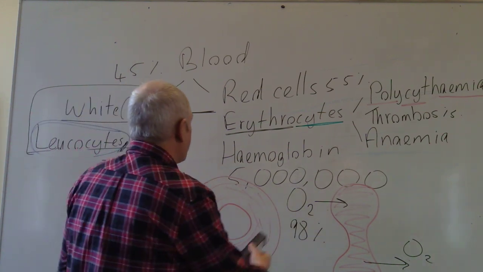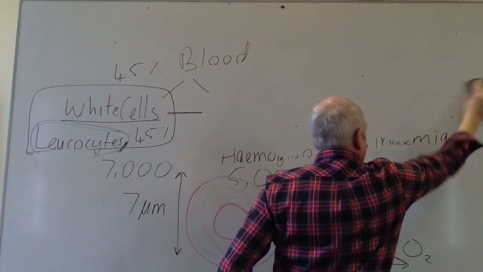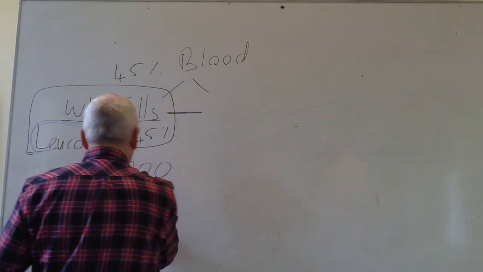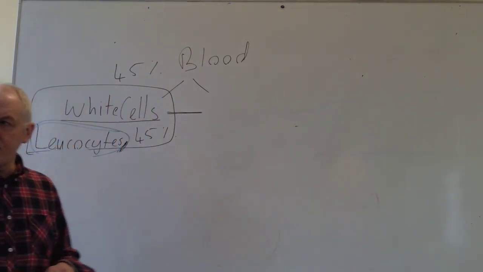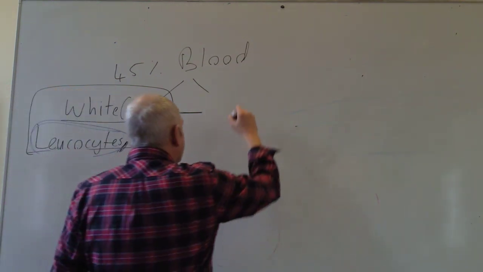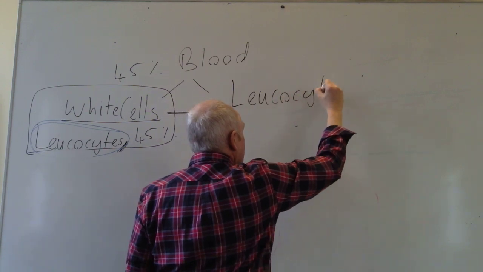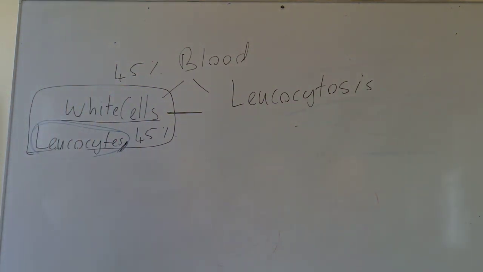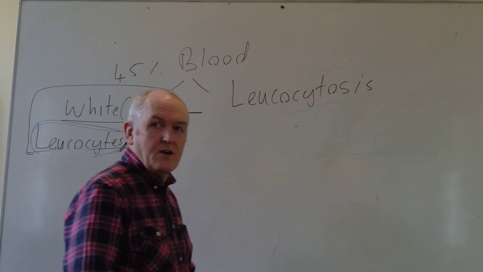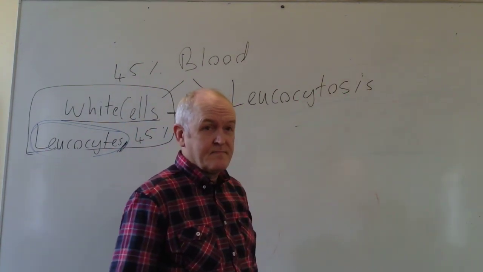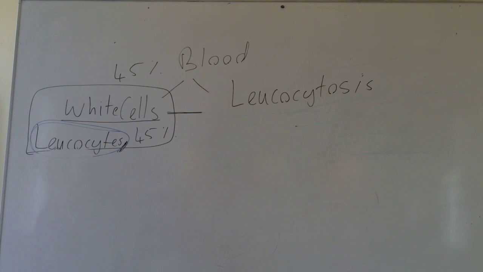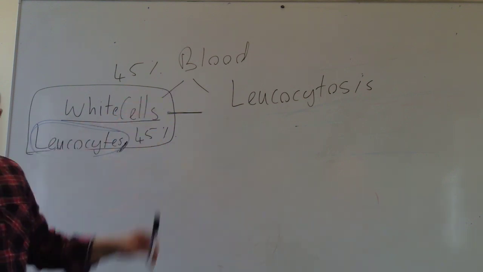Now, let's just think about a few things that can change the numbers of the white cells. If there's an increase in the number of the white cells, we call that leukocytosis. That would be an increase in the number of white blood cells. So leukocytosis could clearly be an indicator of infection, couldn't it? So if we look at the white cells, and there's an increased number of the white cells all over, that could indicate infection. Might not tell us what sort of infection, but it could indicate infection.